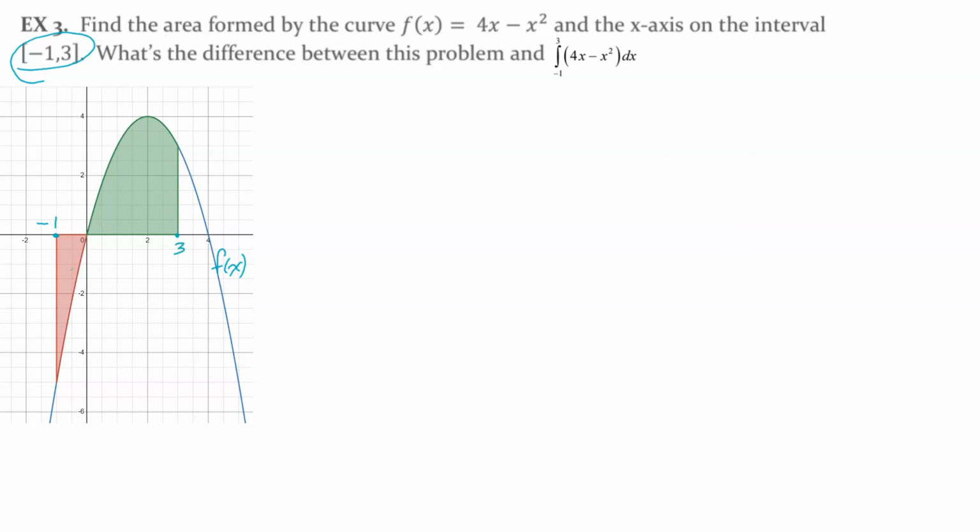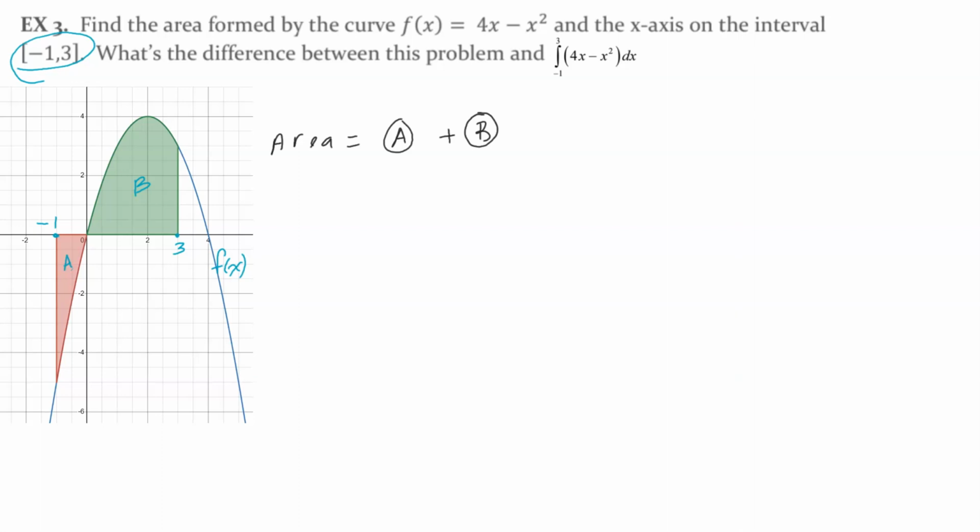As you can see, the area formed is part A and area B. So the area that we are looking for is going to be A plus B. Now, what is the difference? The area that we are looking for is A plus B. Area A plus area B.